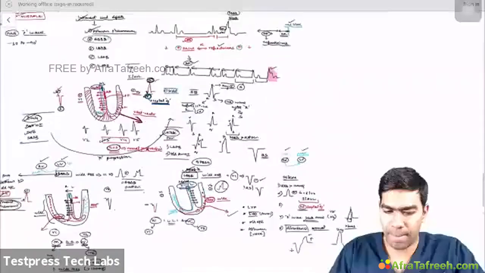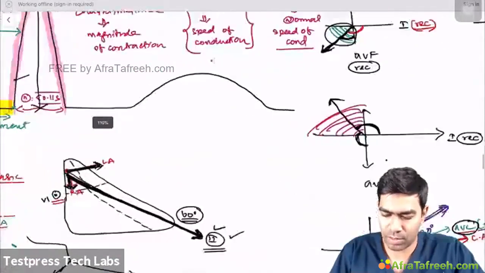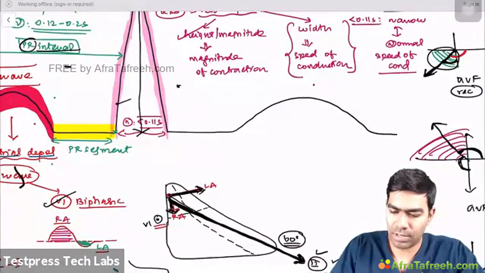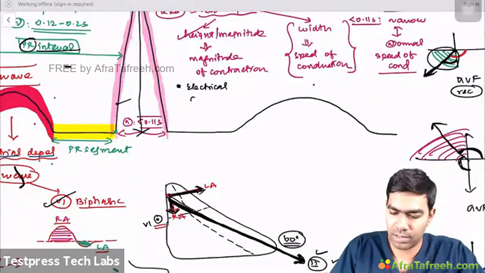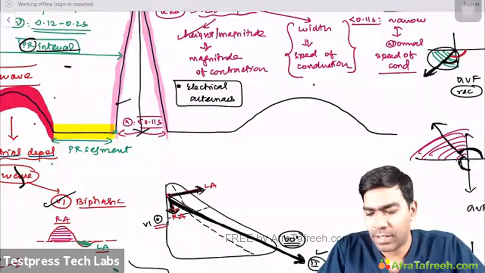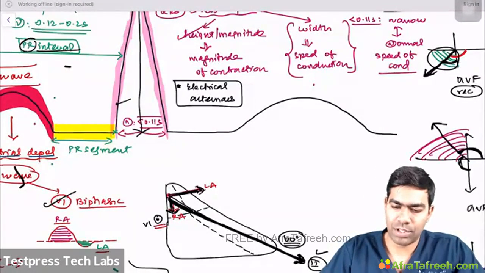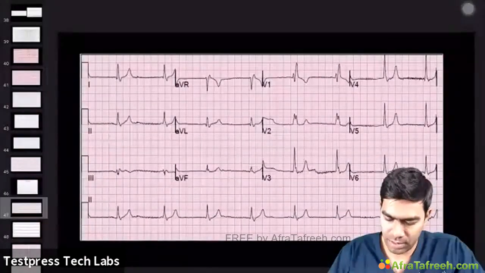Apart from that, there's another entity with respect to the QRS complex. What is the entity called? There is something called electrical alternans that comes under the QRS complex only. What do you mean by electrical alternans? Usually it is seen in tamponade, not a simple pericardial effusion. Generally it will be seen in tamponade. I have an ECG for that, which will clearly show that it is electrical alternans.